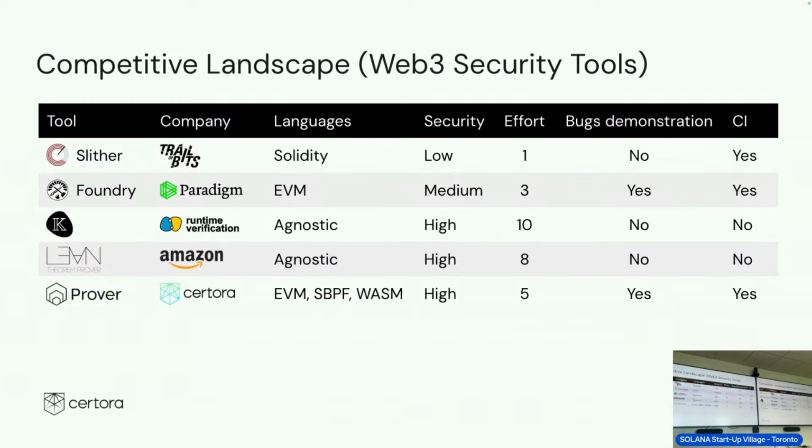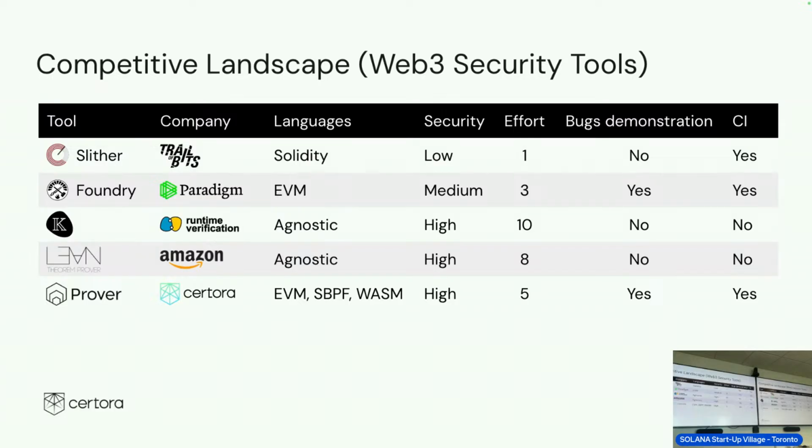So here is a comparison. I'm not comparing only formal verification here, and this is not exclusive. There are a lot of other tools, including in Web3. Slither is a static analysis tool. People are now building static analysis for Solana too. It's very useful and very easy to use in a sense, but it doesn't give you good security.